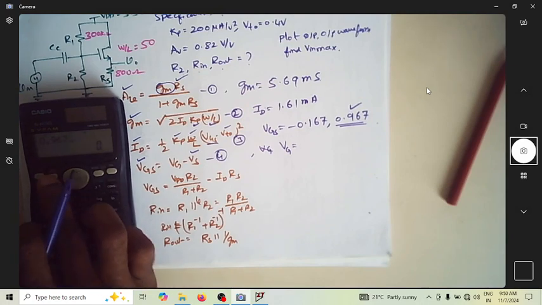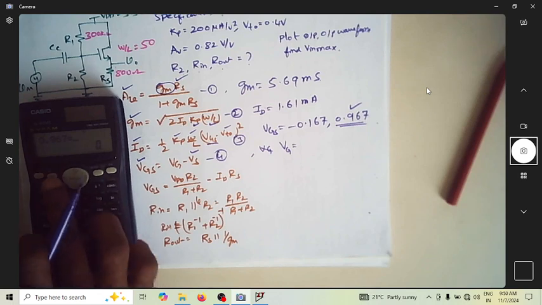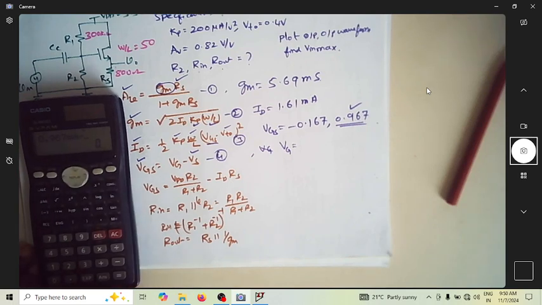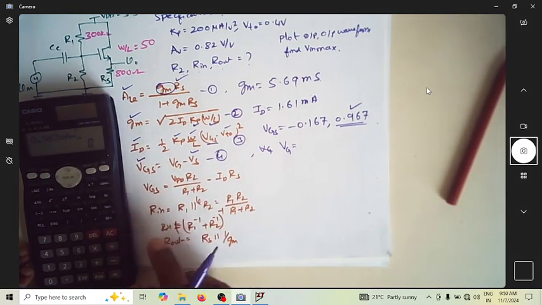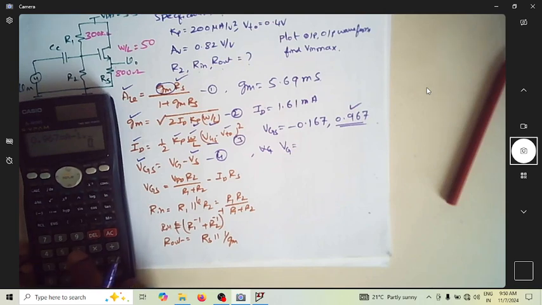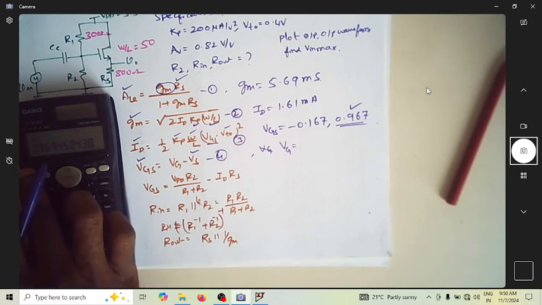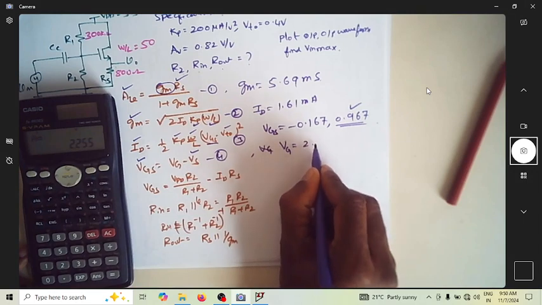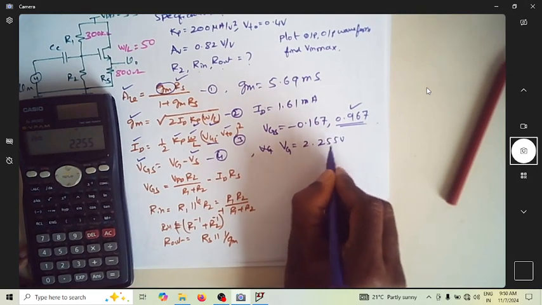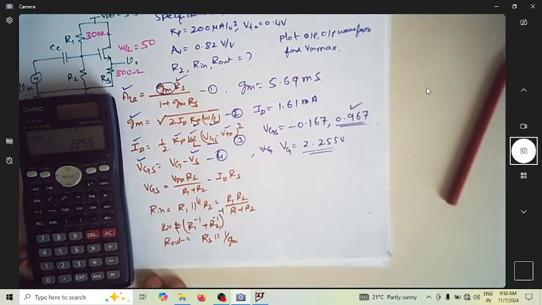0.967 equals Ans minus, of course, how much is VS? VS is nothing but ID into RS. ID into RS is 1.61 exponential minus 3 into 800. Shift calc. So I got the value of VG as 2.255 volt. This is the value of VG.